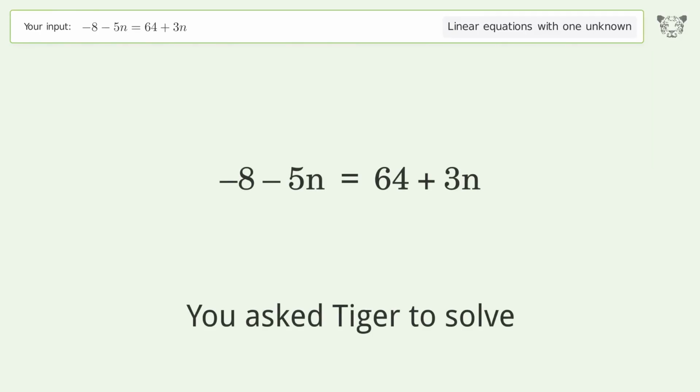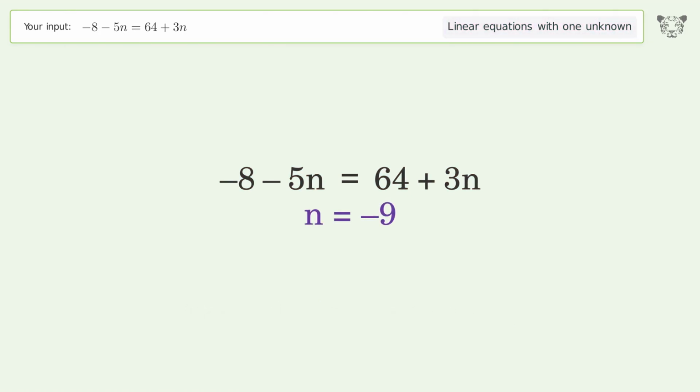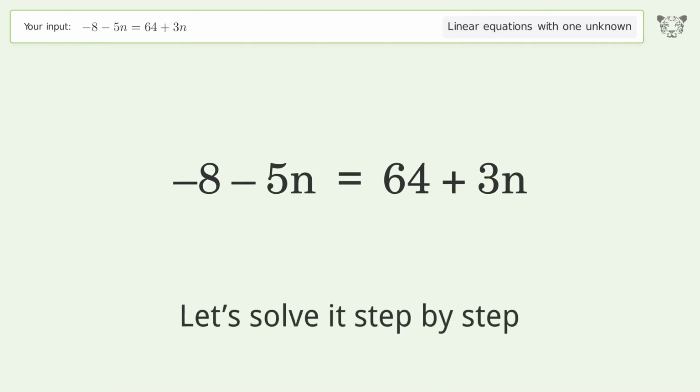You ask Tiger to solve. This deals with linear equations with one unknown. The final result is n equals -9. Let's solve it step by step.